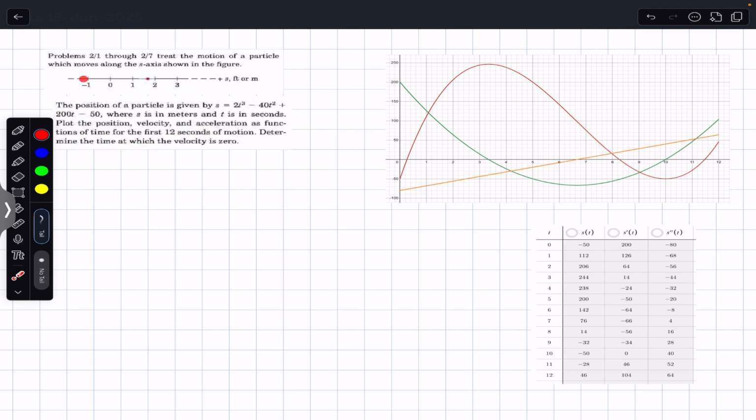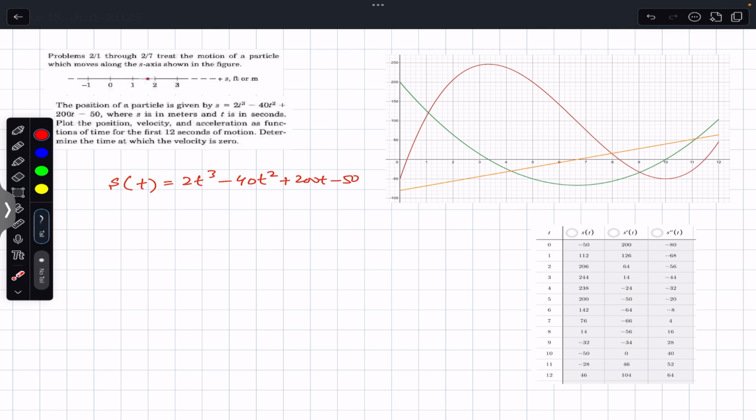Now we have a particle which is moving along a horizontal line in a horizontal direction. It is moving back and forth, and the position of that particle is given by this equation. So we can say that s of t is equal to 2t to the power 3 minus 40t square plus 200t minus 50. Now we are asked to plot the position, velocity and acceleration. So this is the position function.